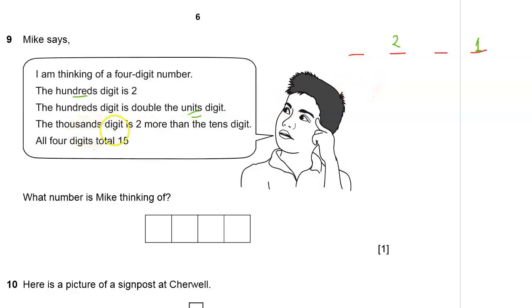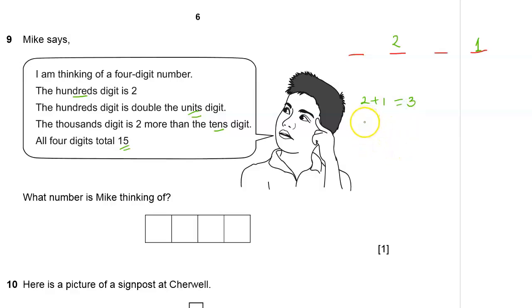The thousandths digit is 2 more than the tenths digit. Thousandths here is 2 more than the tenths digit right here. And therefore, all the 4 digits total 15. Therefore, we have already 3 digits here. We have 2 plus 1. This gives us 3.